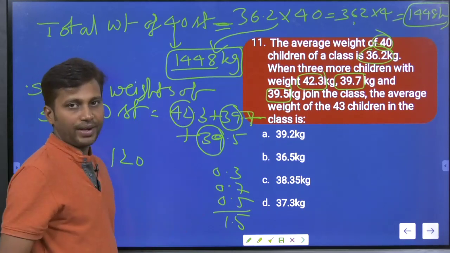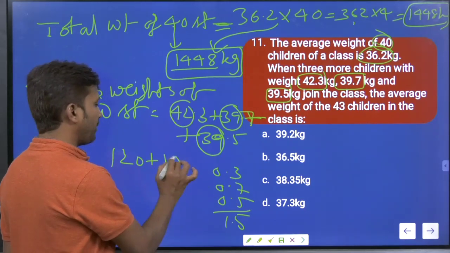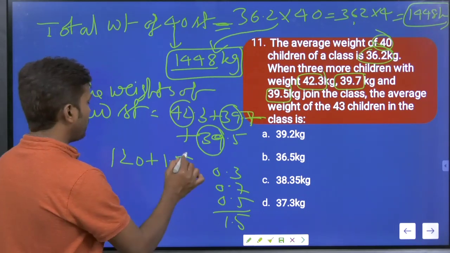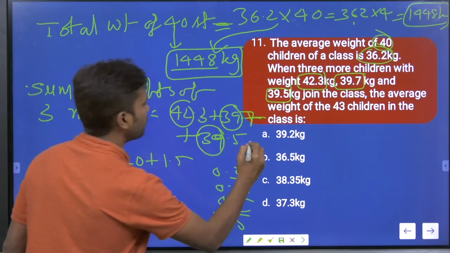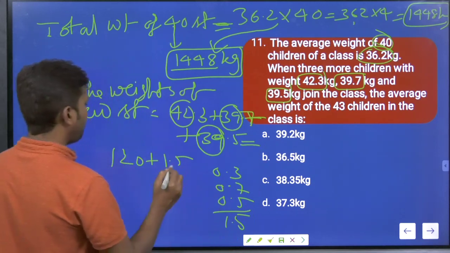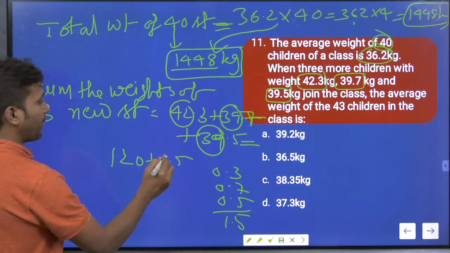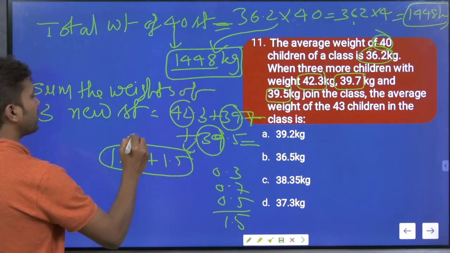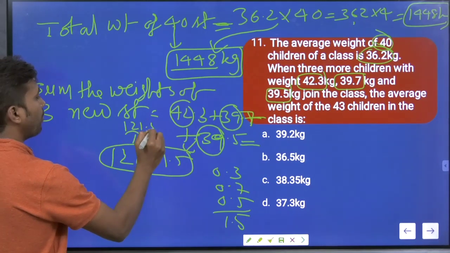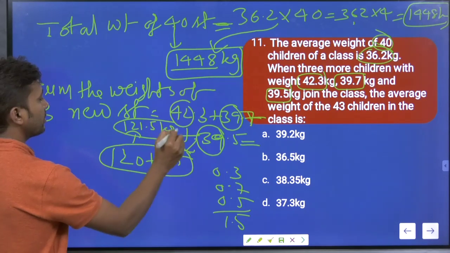So this would be 1.5. So here total would be 1.5. Clear? So here what is the total weight of these three students? Tell me, guys. Here these three students' total weight would be, I'm writing here, 121.5. Is this 121.5 or not? Means this weight would be 121.5 kgs.